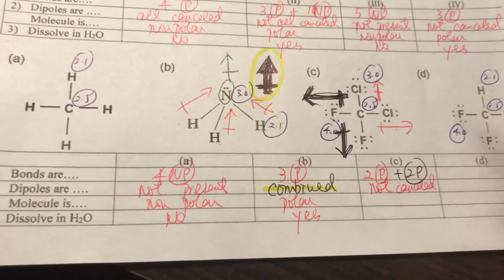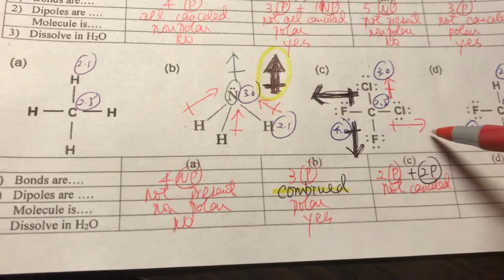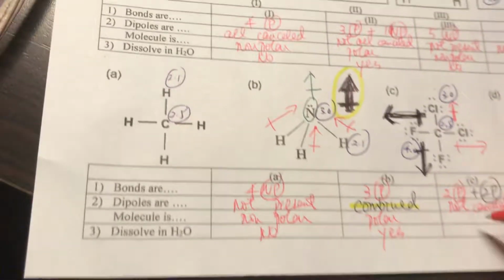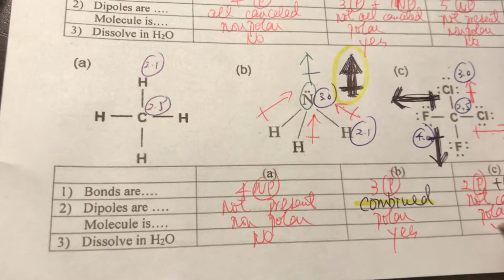The dipoles are not cancelled. All right. Black and red cannot be cancelled because they're not the same strength. Black and red, they are not the same strength, so not cancelled. So the molecule is polar. So yes, dissolving in water.